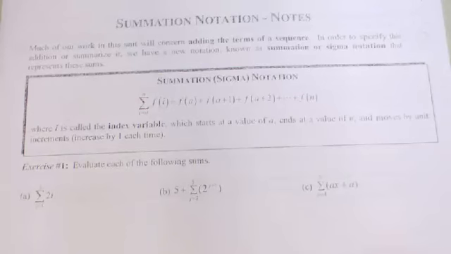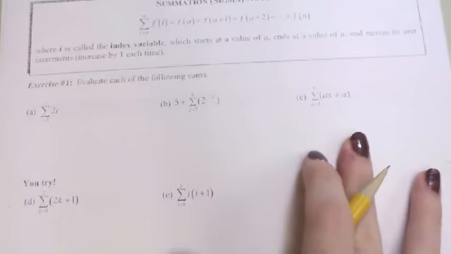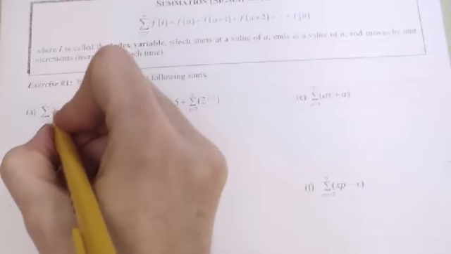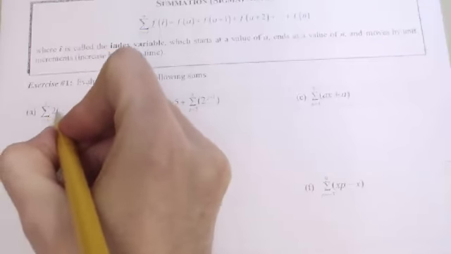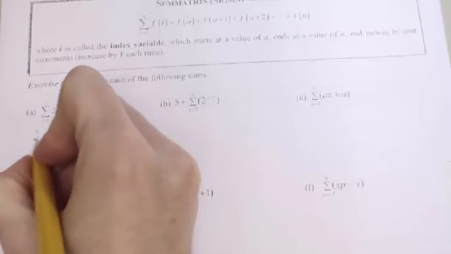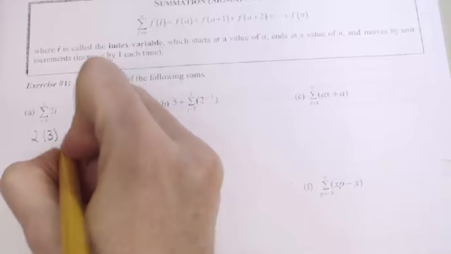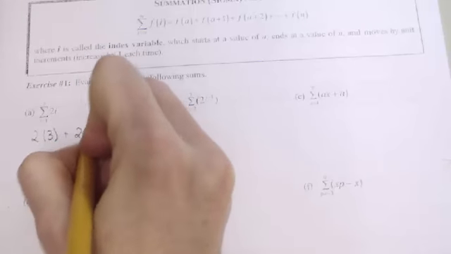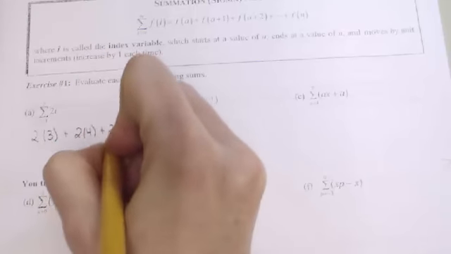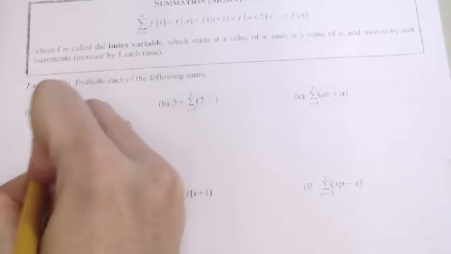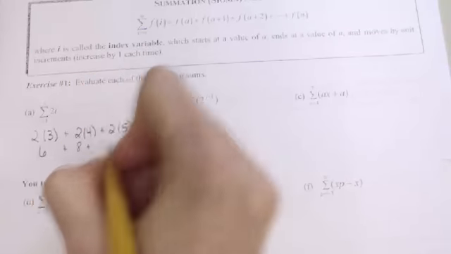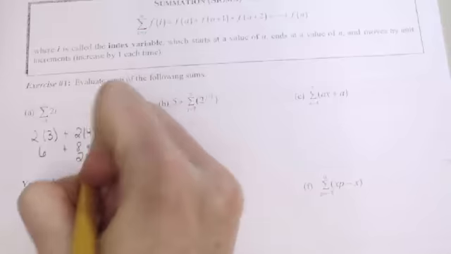So we can do these in the calculator. We may also have to show our steps. So first one, let's do both. We're going to start by plugging in 3 for i. So 2 times 3 plus, now plug in 4. Now plug in 5. So 6 plus 8 plus 10, 24.